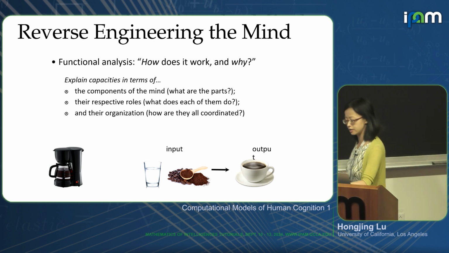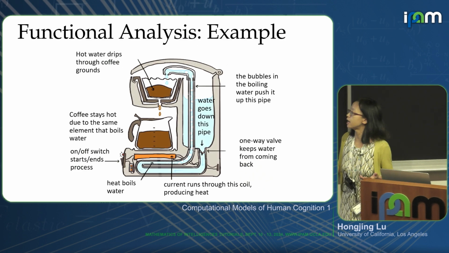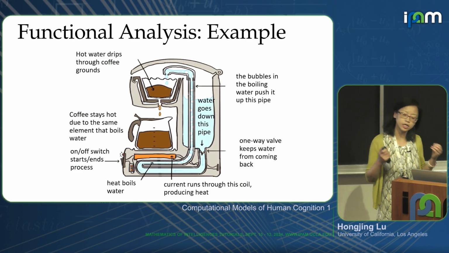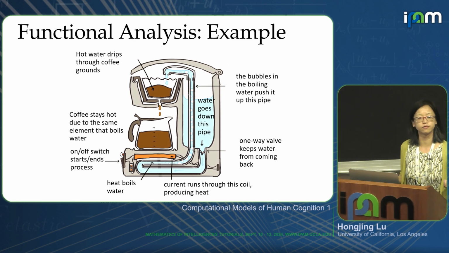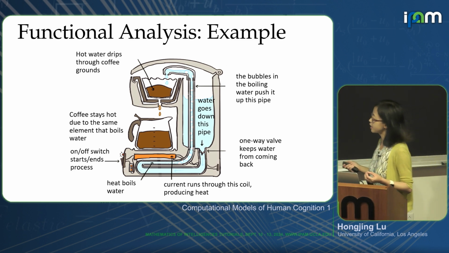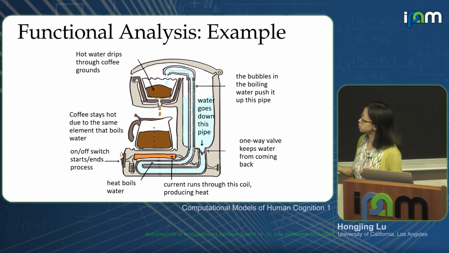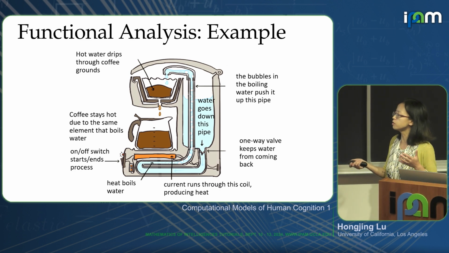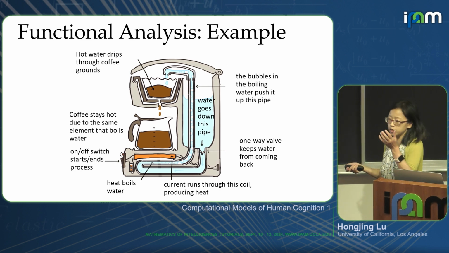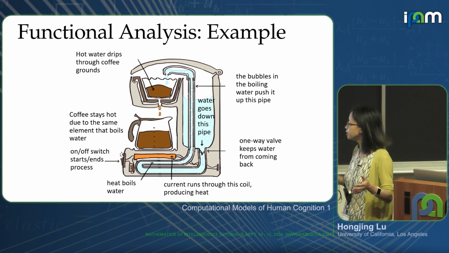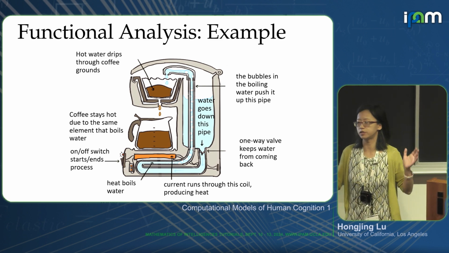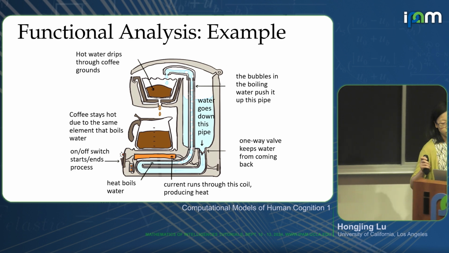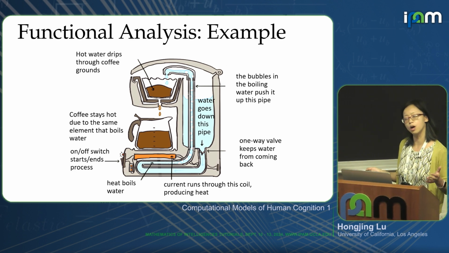But now when we look at this coffee machine, we notice that it has different components, and each of these components has its function. Sometimes we have a switch and a valve, which have totally different functions. The switch is just trying to start or end the process, but the valve has a different function and makes sure the water flows in one way.